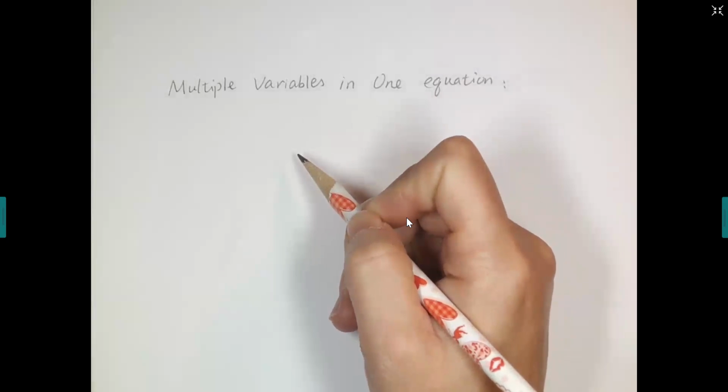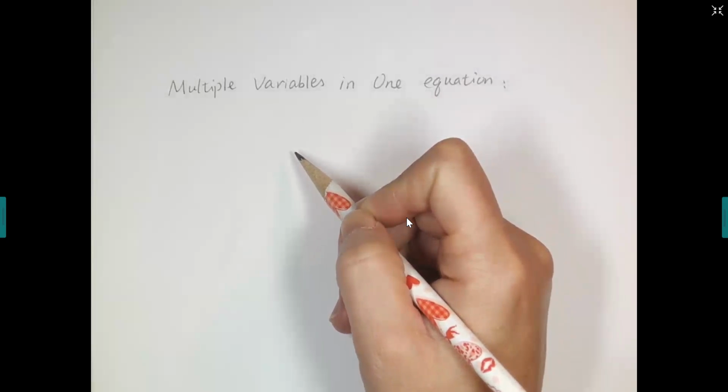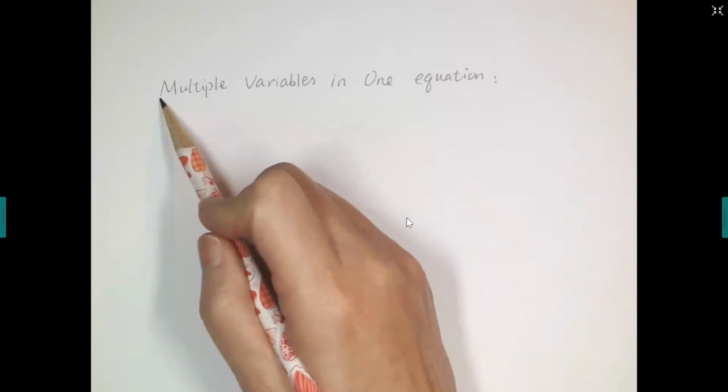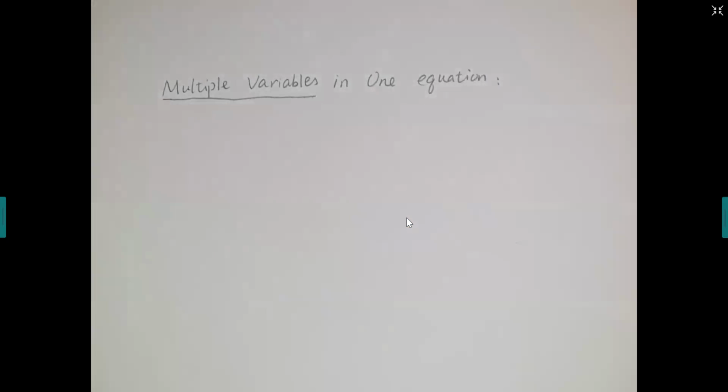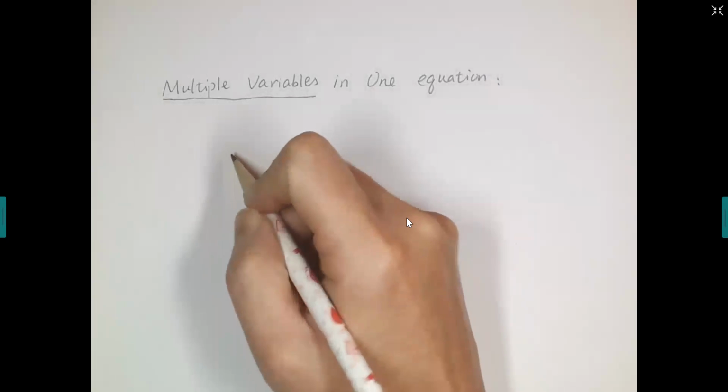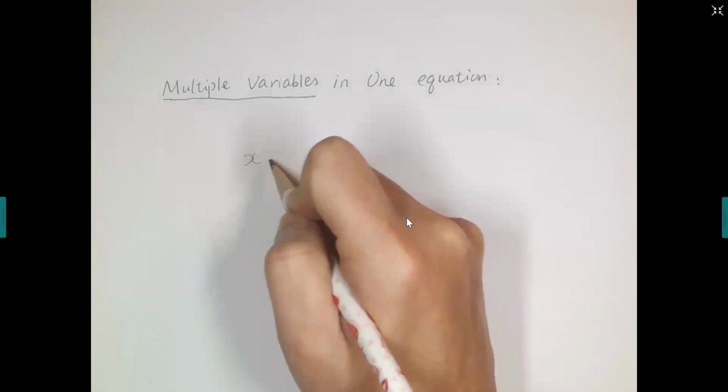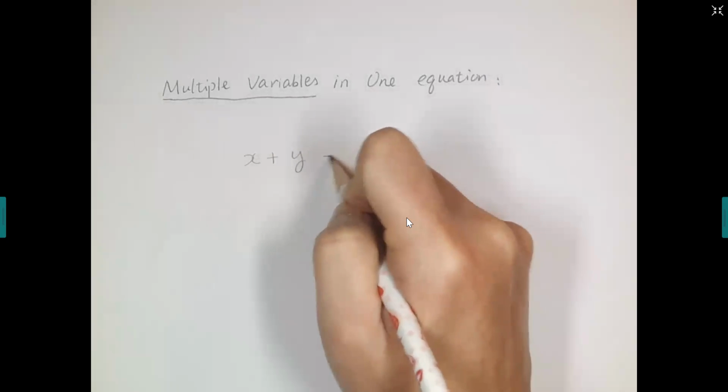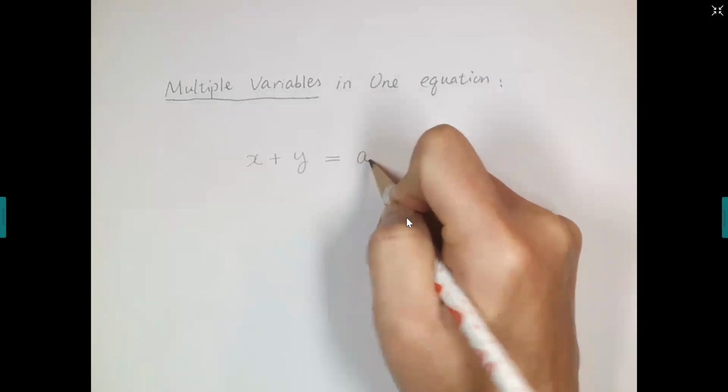Okay, let's look at a special type of equation when there are multiple variables in one equation. How do we deal with that? I'll start with the easiest example here. For example, I have one equation, x plus y equals a.